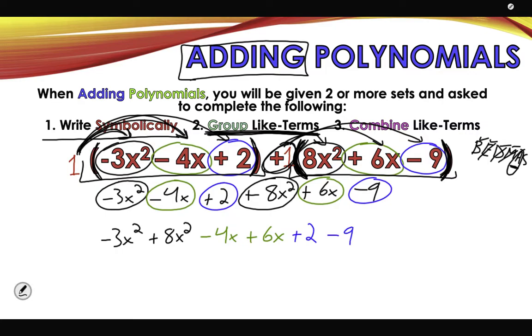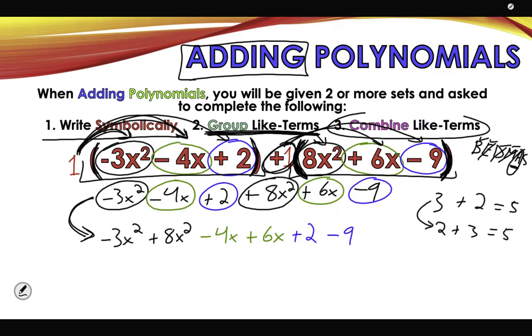So I haven't actually changed anything going from here to here. The only thing that's different is the order that I've written it in. But if you think of going 3 plus 2 or going 2 plus 3, well, those both equal 5 either way. So what I did to go from this to this is just change the order. Same thing going from here to here. All I've done is just change the order, still the exact same thing. Now I'm ready to move on to step 3, where I'm going to actually combine like terms.